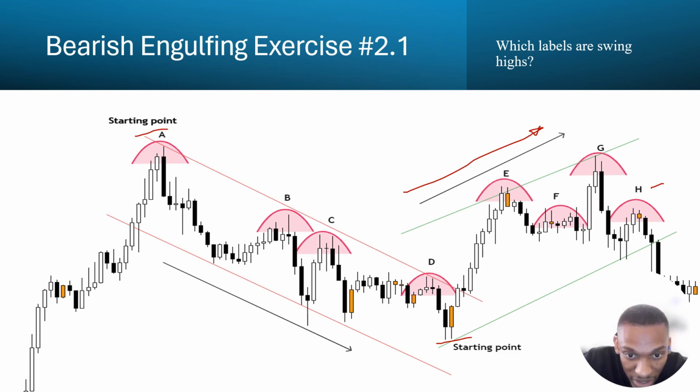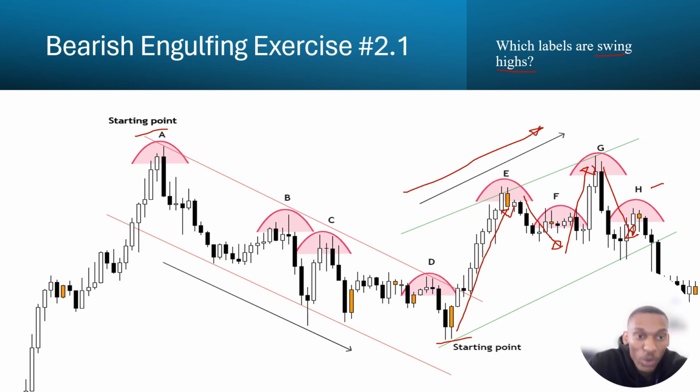So considering these periods, if we start here, E becomes a swing high, and then H is a retracement. F is a swing low. D, swing high. H becomes a swing low. But we want swing highs. So in total, A, B, C, D, E, and G are all swing highs.